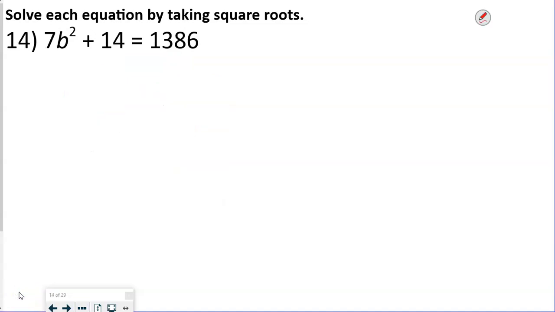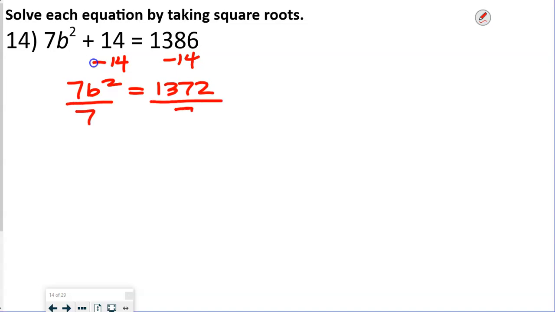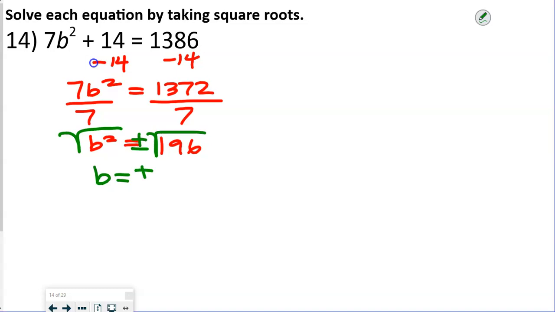Next problem, again, we're going to subtract the 14 from both sides. So that's going to give us 7b squared equals 1372. Divide both sides by 7. b squared equals 196. Then we're going to take the square root of both sides. Remembering, we're always going to have two answers here, right, y'all? So b is equal to plus or minus 14.